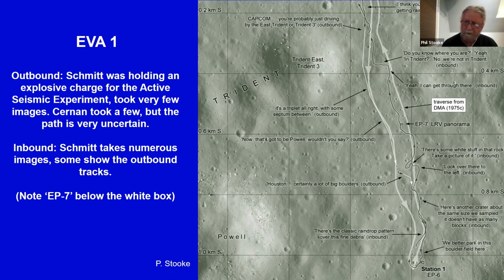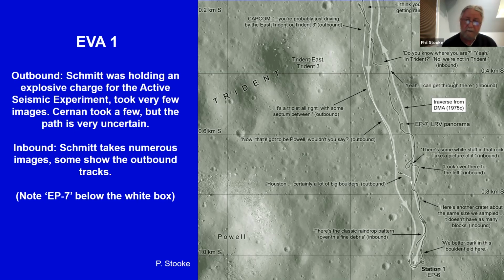He was holding it in front of him and he couldn't use his camera to take pictures. Gene Cernan did take a few pictures along the way, just here and there. But on the way out to station 1, very few pictures. And so that is still not well mapped. On the way back, the explosive charge had been set down at station 1, and Jack could take lots of pictures. And so we have a fairly well reconstructed path there.